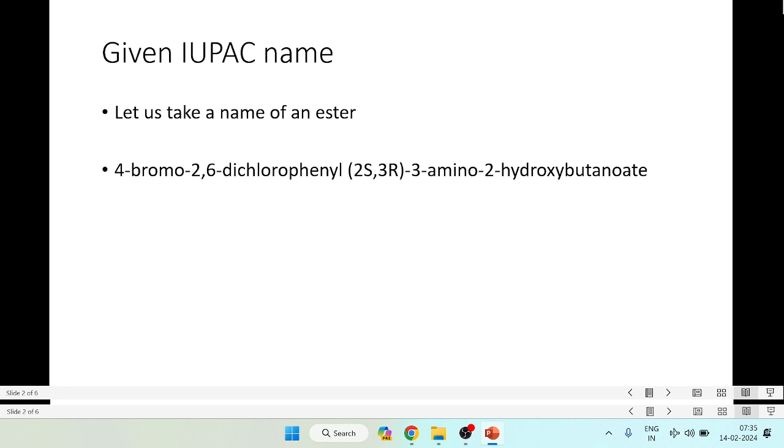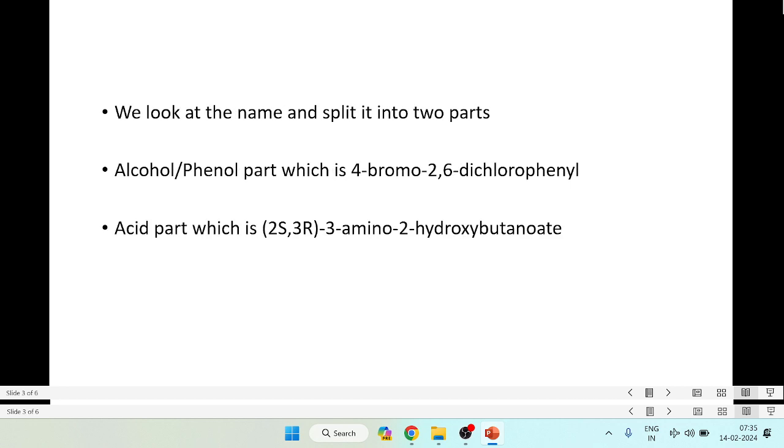Now the name should not scare you. It looks a bit complicated, but if we adopt a very systematic approach to this problem, it should be very easy to solve. So let's look at the name of the ester very closely. It can be split into two parts. The ester has an alcohol part and an acid part.